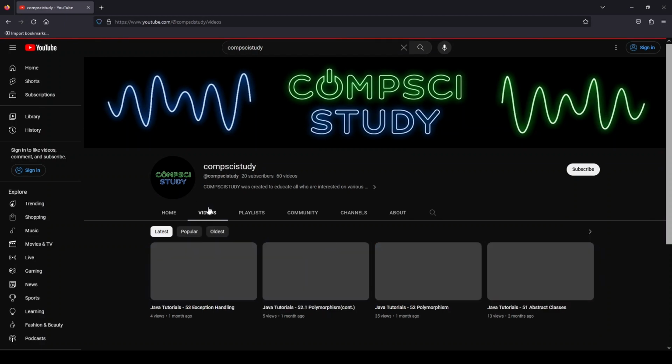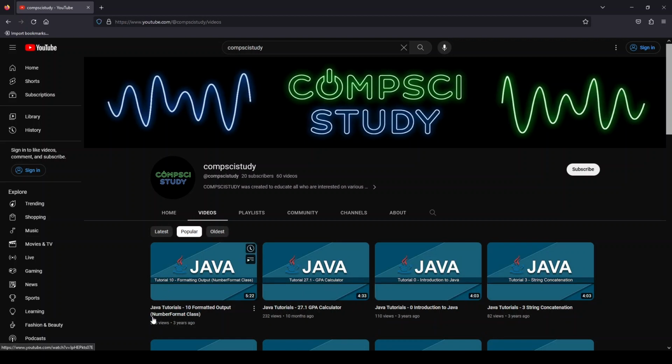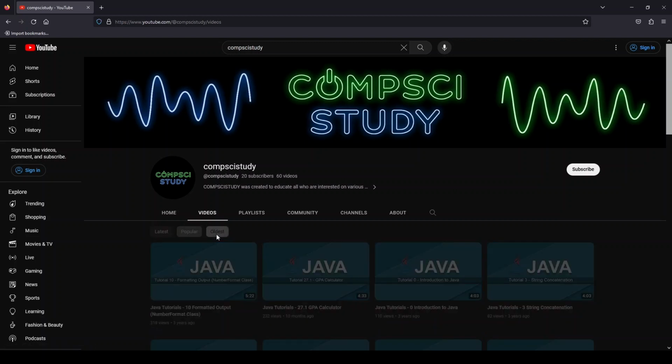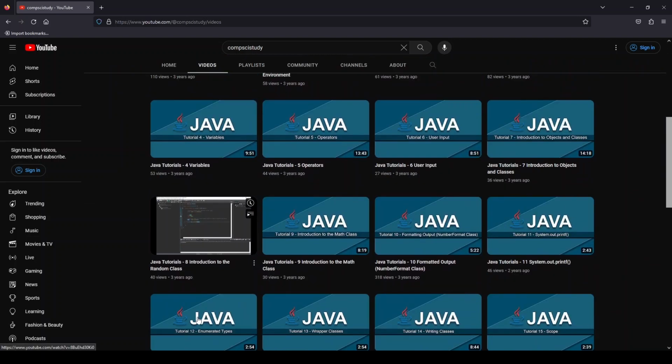When we click on videos, we have some options here. These allow us to sort the videos in a particular order. The videos are sorted with the latest videos showing first by default. We can sort by popular, which sorts the videos by view count, or we can sort by oldest, which sorts the videos with the oldest videos showing first.